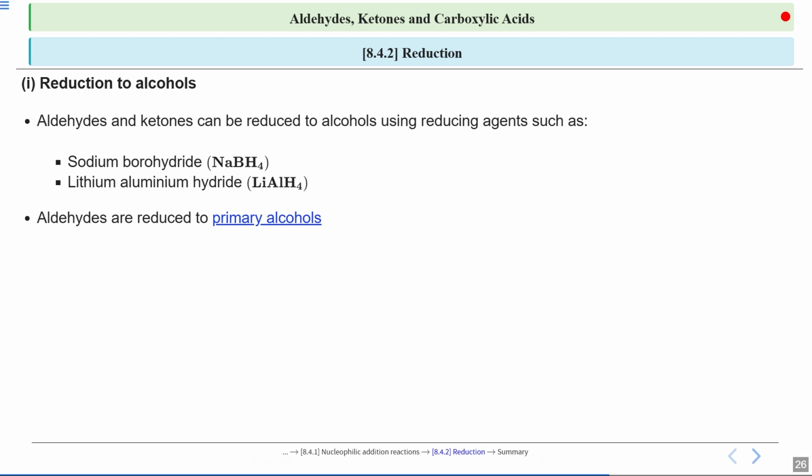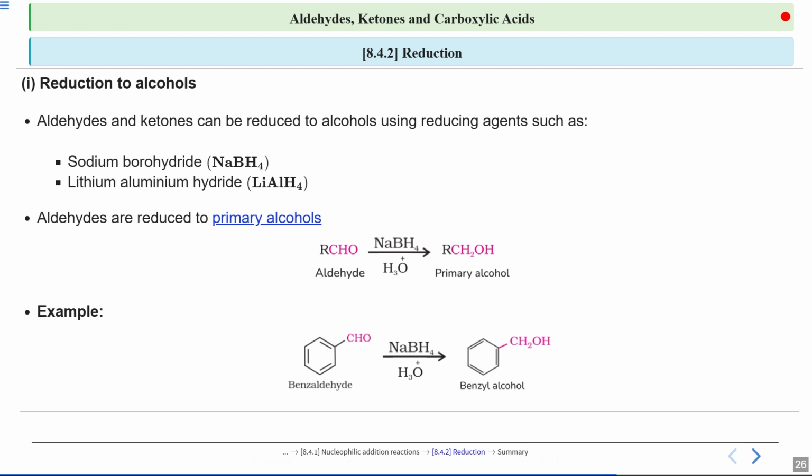This means the carbon atom bonded to the oxygen in an aldehyde is now bonded to a hydroxyl group and two hydrogen atoms. If you look over here, you will see this is an aldehyde. When you treat it with NaBH4, which is a mild reducing agent, it will reduce it to a primary alcohol. In a primary alcohol, the carbon to which an OH group is connected is further connected to one carbon only. So this is an aldehyde reduced to a primary alcohol.